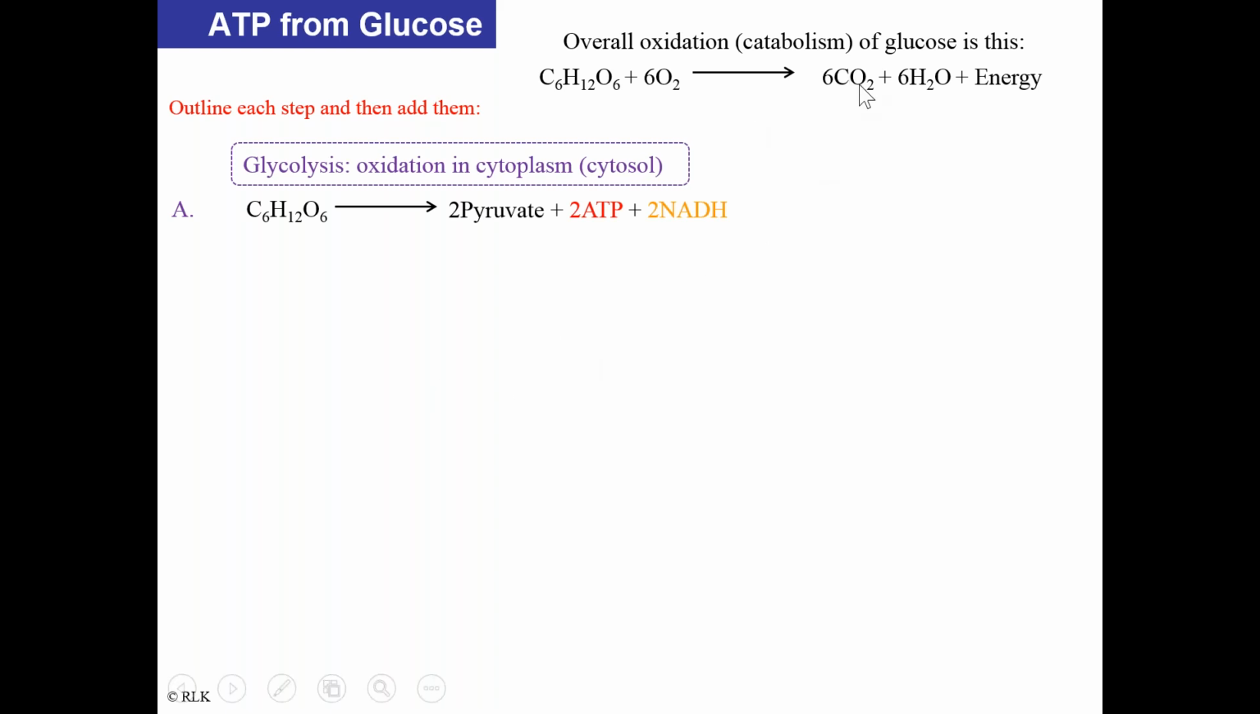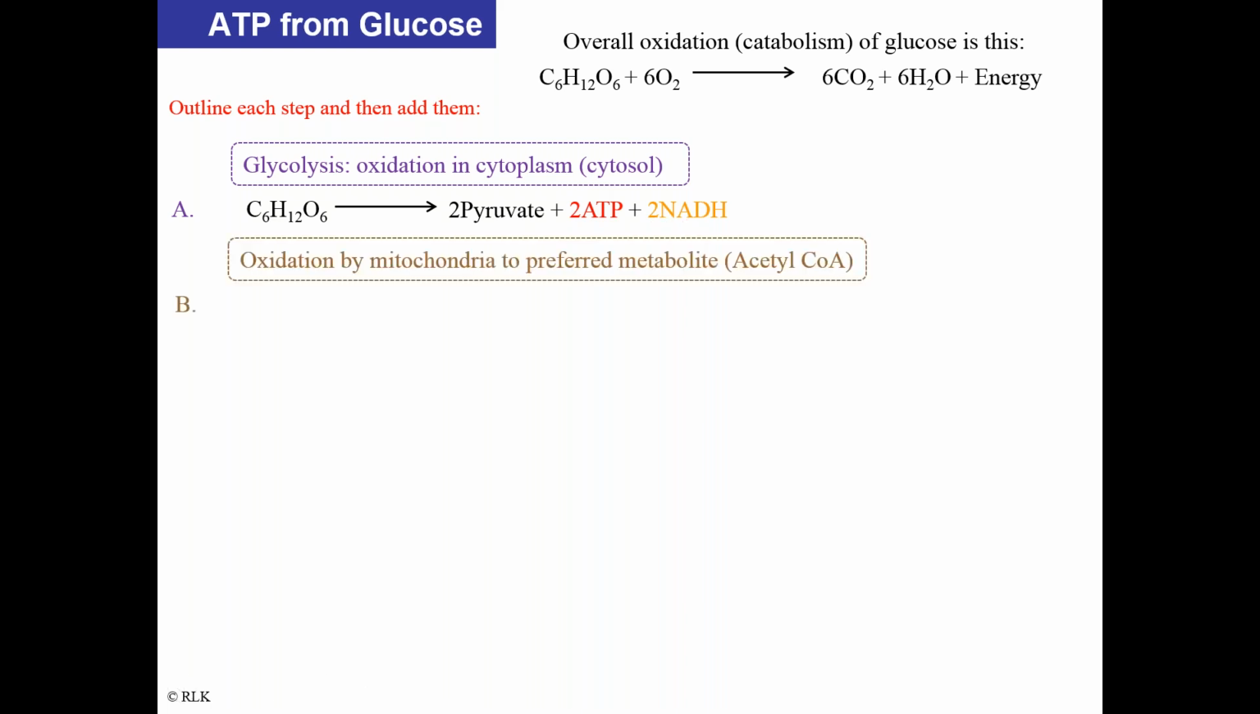So the overall oxidation or catabolism of glucose is this. You have the glucose molecule in the presence of oxygen ultimately leading to CO2, H2O, and energy. This is the energy, the ATP, that we're trying to calculate. So let's talk about glycolysis, okay? Oxidation in the cytoplasm, basically within the cytosol, right? You have glucose. Ooh, look at that. It's undergoing conversion to 2 pyruvate, right? And you have ATP and you have 2 NADH, okay? So that got oxidized, right? And so then what happened?